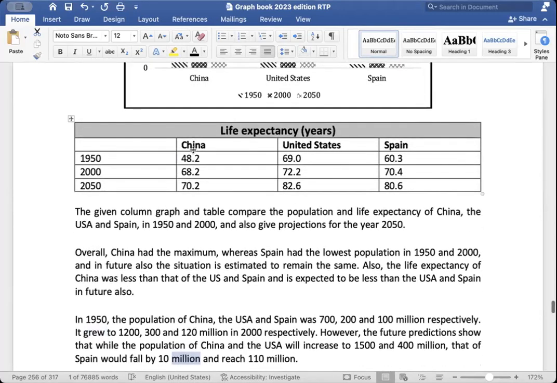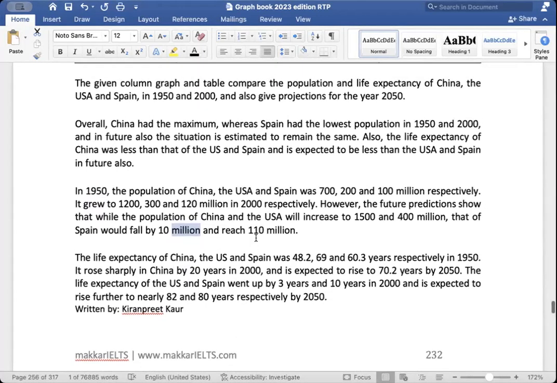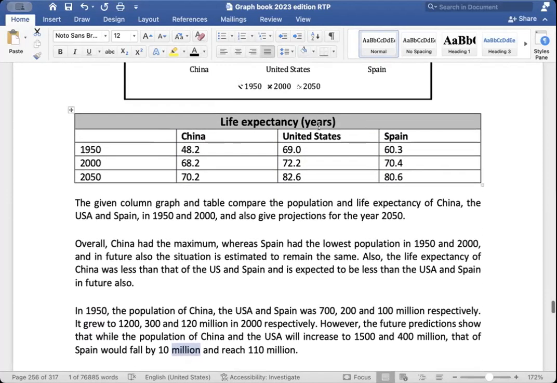Now, looking at this one table, the life expectancy of China, the US, and Spain was this and this, in years respectively, in 1950. Whenever there is life expectancy, even if the word years is not written, this figure is always years. You should know this, it is common sense, general knowledge. What if I say life expectancy is 50? I don't use the word years. It should be understood that it is years only. So whenever there is any graph where life expectancy is written, but the word years is not given in the brackets, you have to put it in yourself. Okay, years.